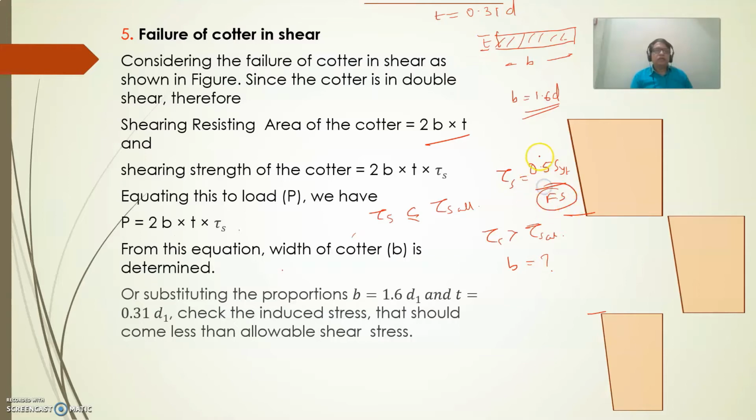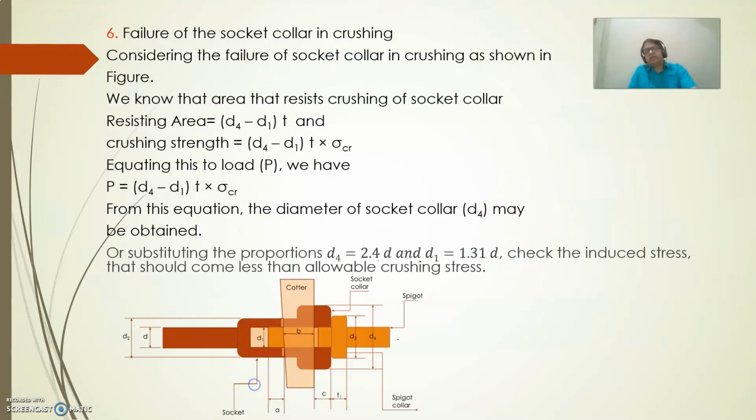Okay, so it is based on maximum shear stress theory. So using that value, I can get it. This is the same thing that is explained here. You have to check the induced stress if you use the proportions, right? So this is the failure of the quarter in shear. It is a double failure, double shear.